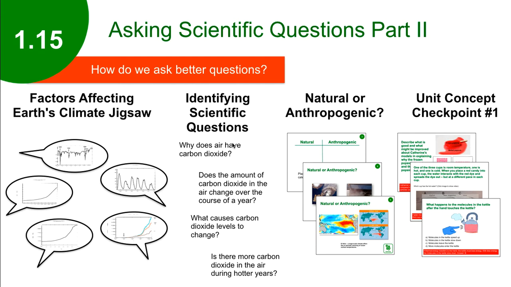We keep practicing asking questions by identifying the scientific questions from examples and discussing how to revise the ones that are less scientific. One of the questions we sometimes have about the effects that we've been seeing is, how much is the cause natural versus by humans, or anthropogenic?